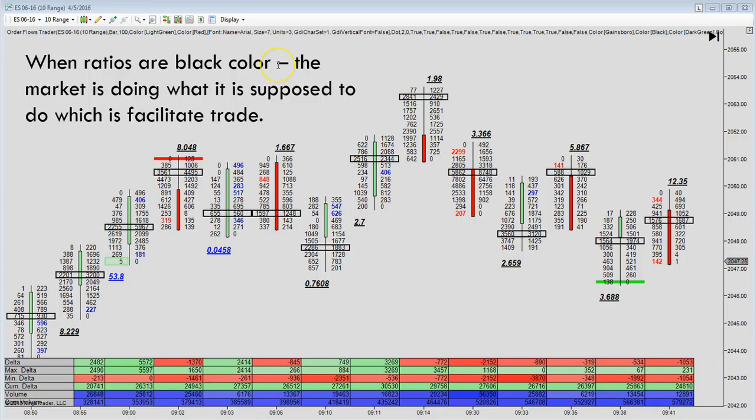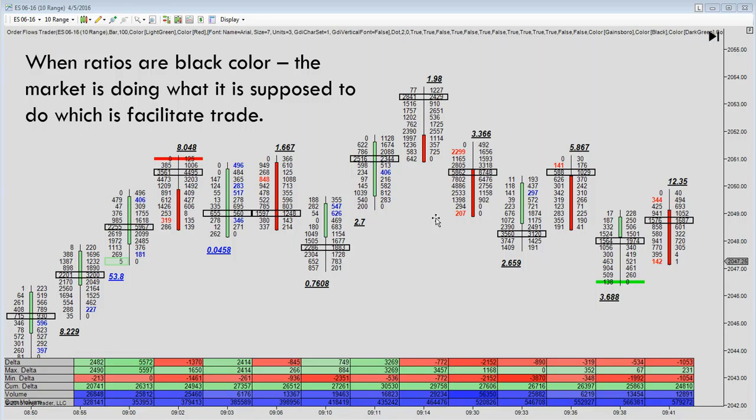So when ratios are black color, the market is doing what it's supposed to do. It's facilitating trade. So you see here, these highs, you're getting black numbers, black ratios. These are just average trading, average bars, average volume, and that's fine. I mean, not every high or every low is going to have a ratio, either have some price defense or price rejection.